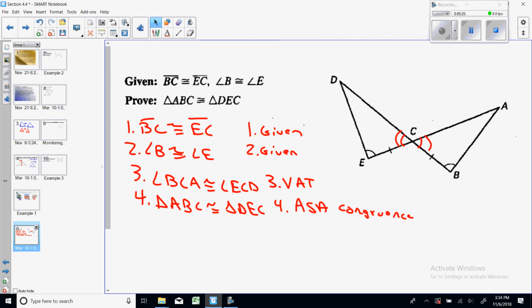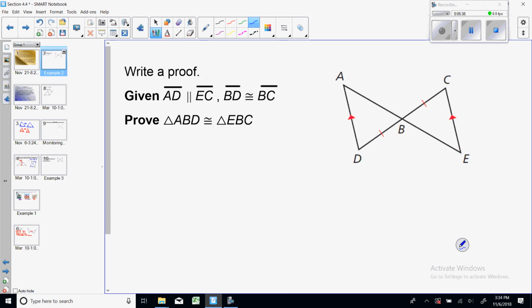Okay, any questions on that one? So again, you're still looking for finding three parts of the triangle to be congruent. Today we're going to probably focus more on two angles and one side instead of two sides and one angle.